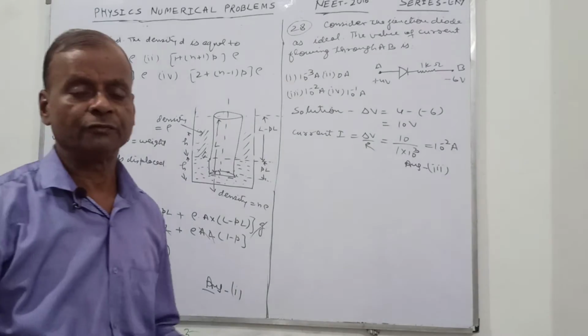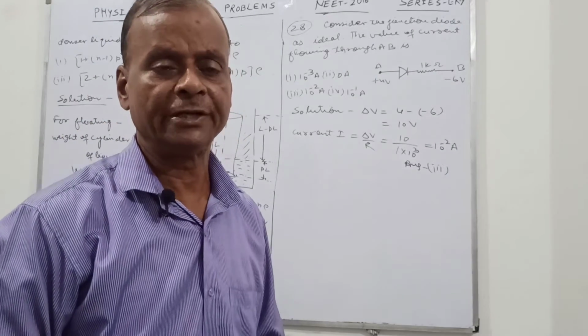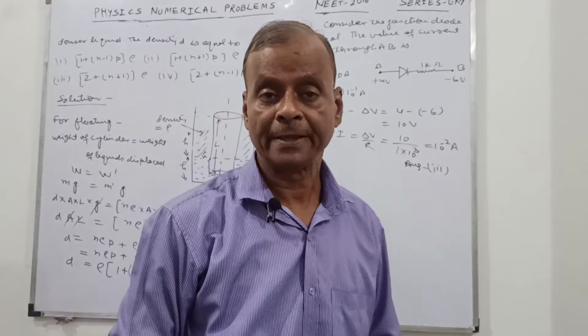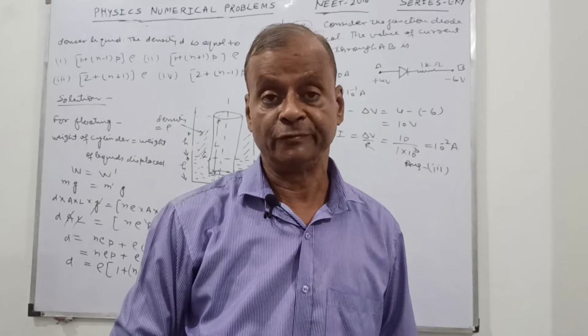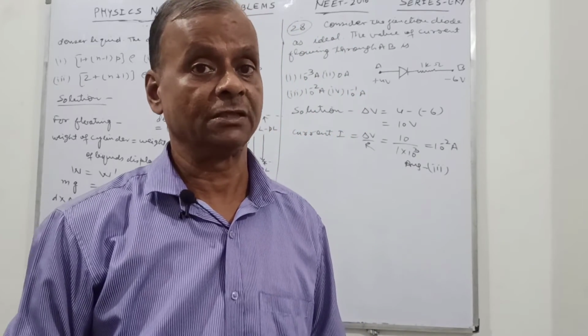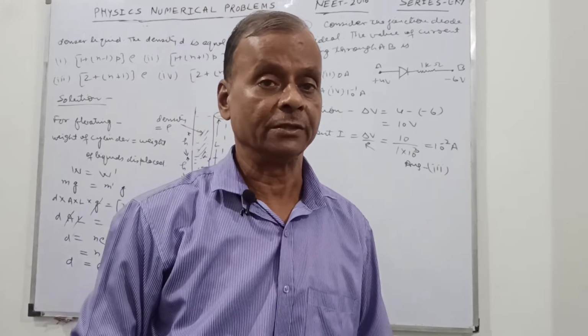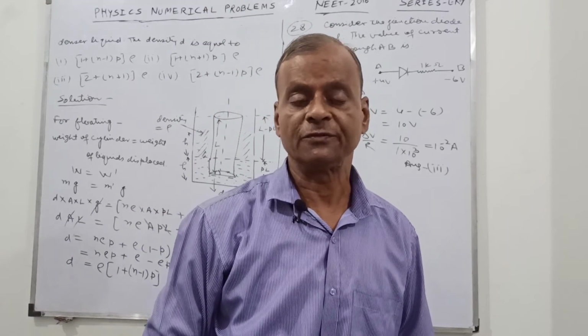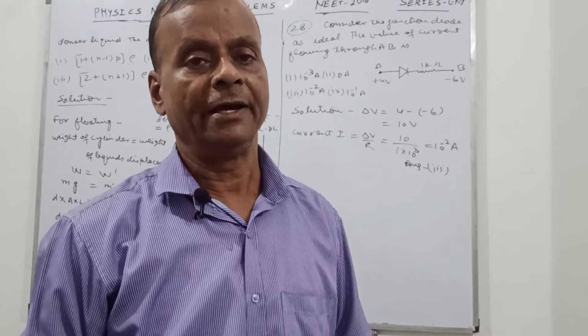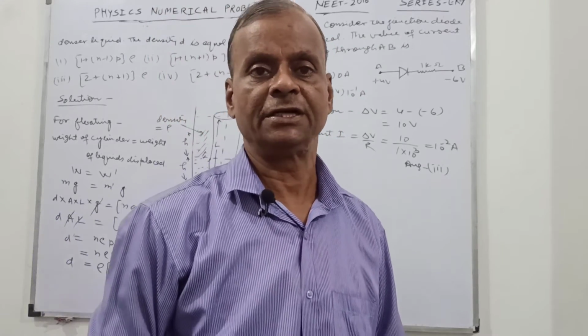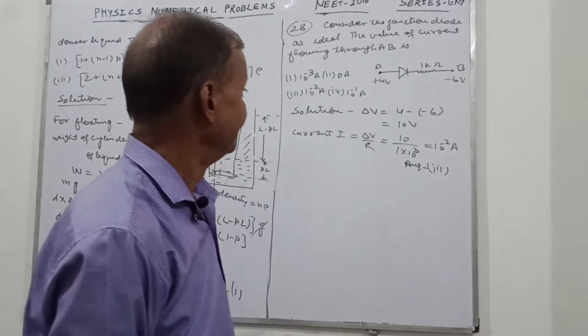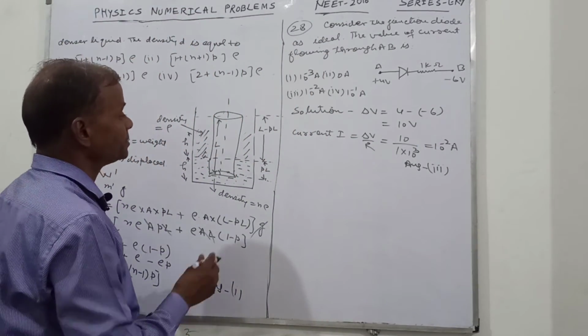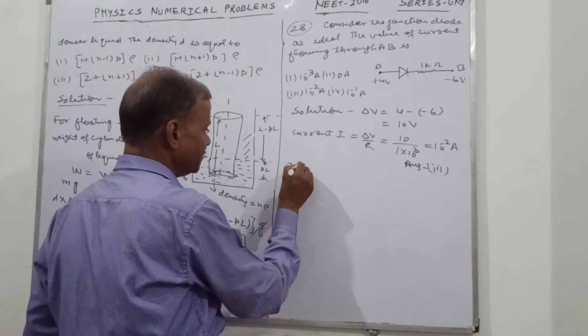So what happens is that when these ideal conditions are given, many of the students are confused about what resistance to take for this diode. So always remember that if the diode is ideal, then resistance in forward bias is 0 and in reverse bias it is infinity. So this is question number 28 and now question number 29.